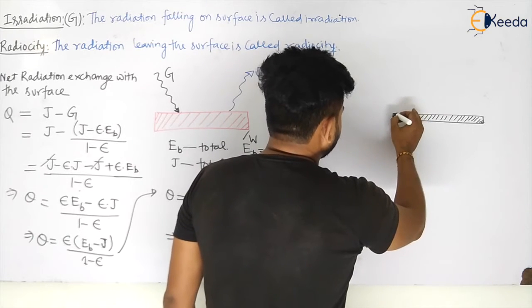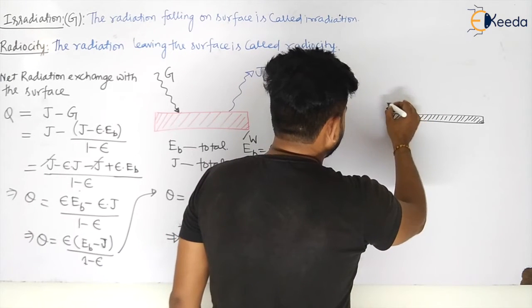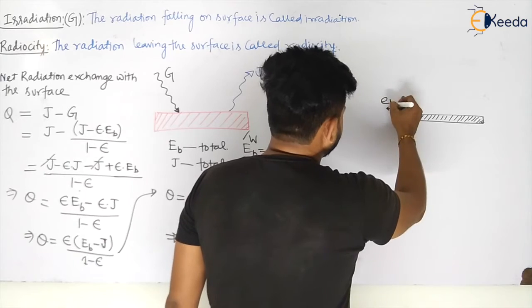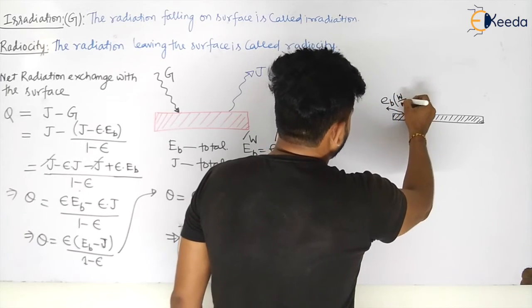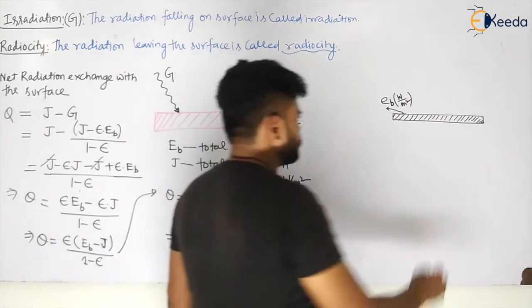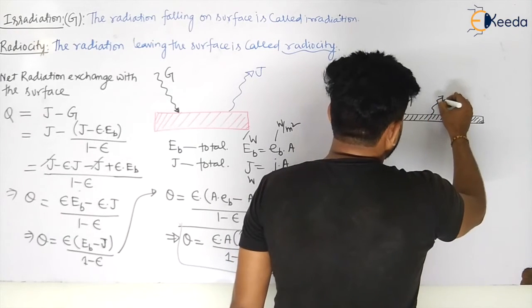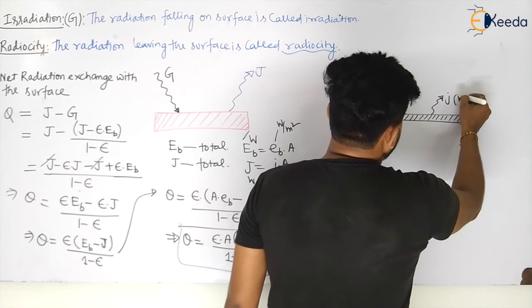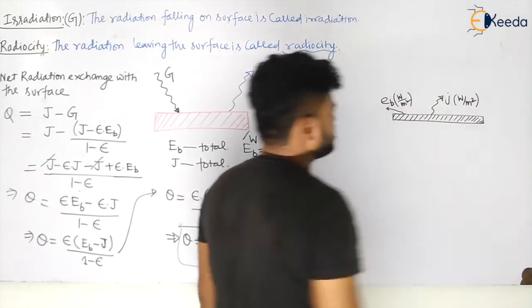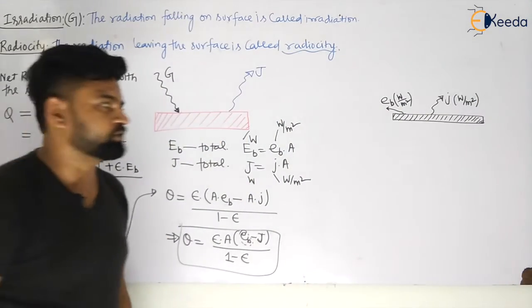So this is nothing but like, if EB is there, that is it is emitting radiation per unit area, watt per meter square, and also this is leaving the total radiation J, small j, per unit area, watt per meter square, my dear students. It is also leaving some radiation, watt per meter square.